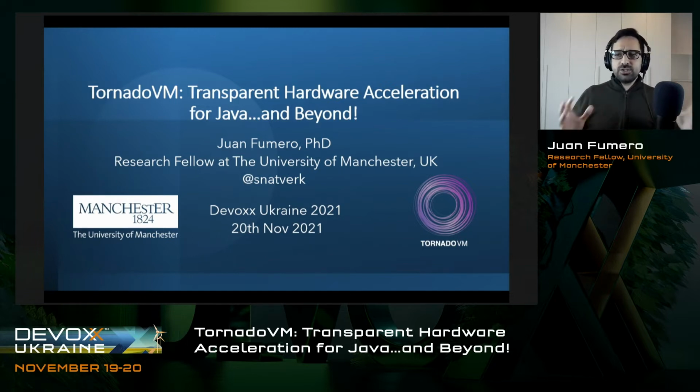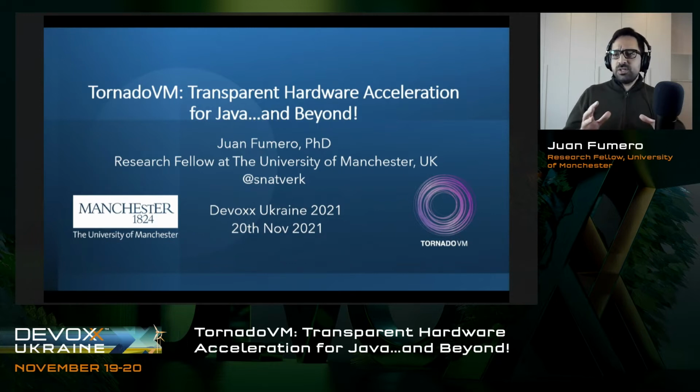We have a lot of hardware, but we need a way to program this hardware efficiently. In this talk, I'm going to show you an approach of how you can do it from Java and the JVM. That approach is TornadoVM. It's a research project developed at the University of Manchester.